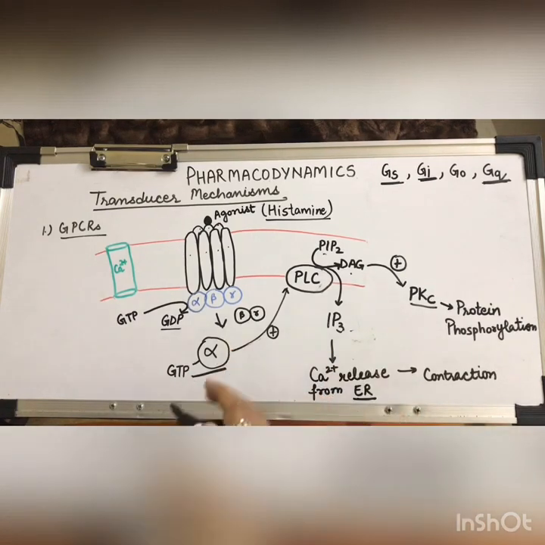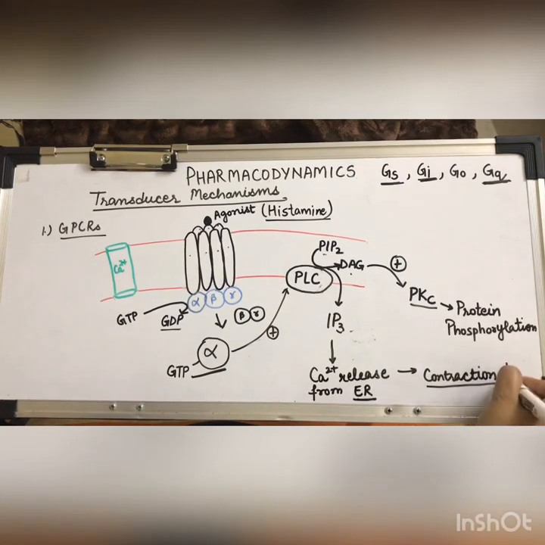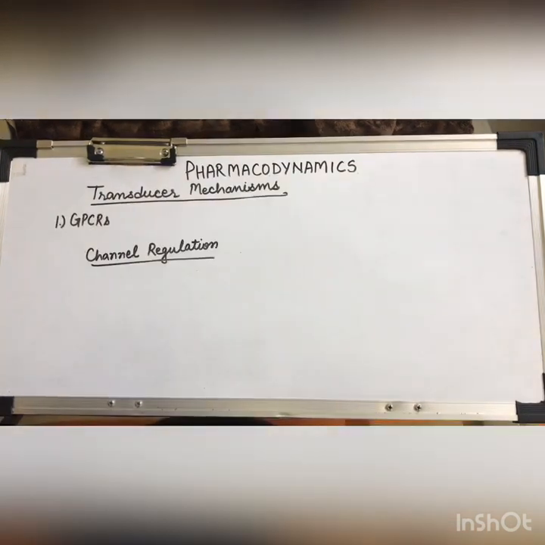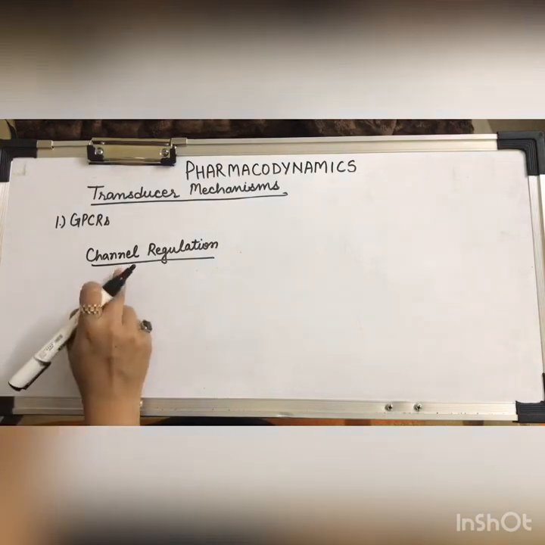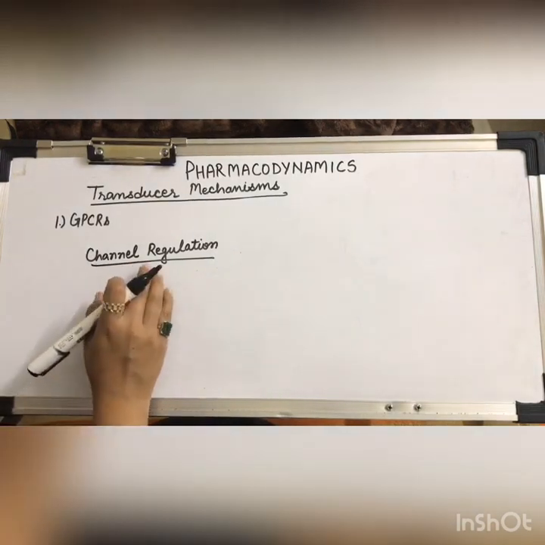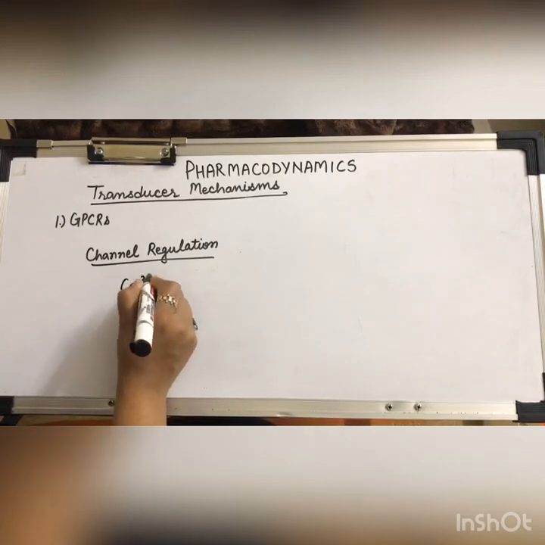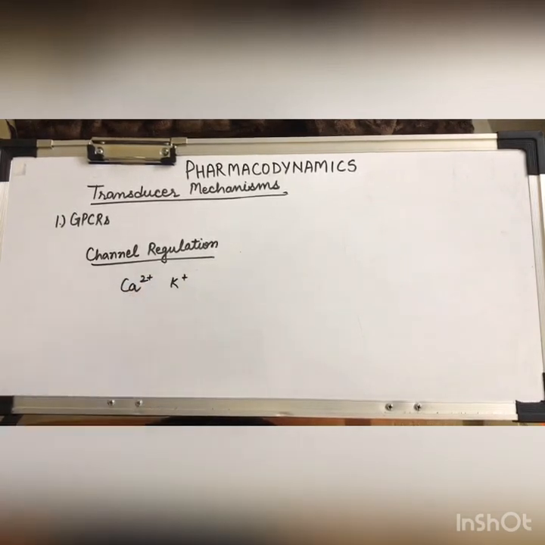And we know when the calcium level increases in the cell, the contraction will be increased. So this was the IP3 DAG pathway. Now the third pathway in GPCRs is channel regulation. In channel regulation, when the G proteins get activated, they can directly open or inhibit the ionic channels. For example, the calcium and the potassium channels.